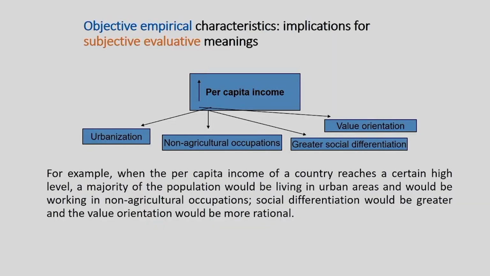For example, per capita income. You will find when the per capita income of a country reaches a certain high level, a majority of the population would be living in urban areas, urbanization, and would be working in non-agricultural occupations, and social differentiation would be greater and the value orientation would be more rational, more secular.